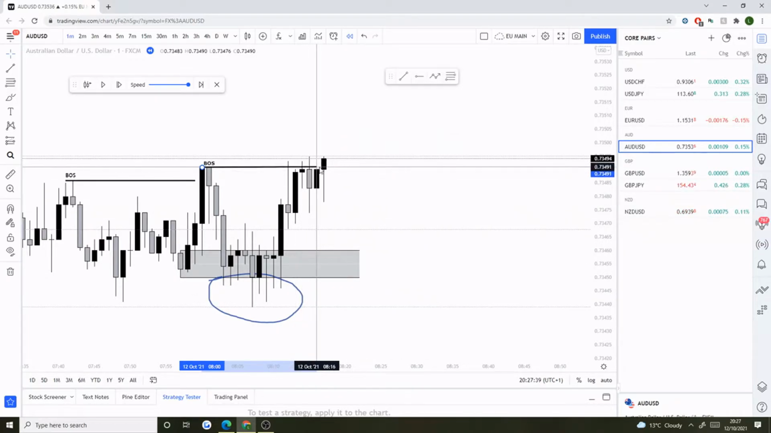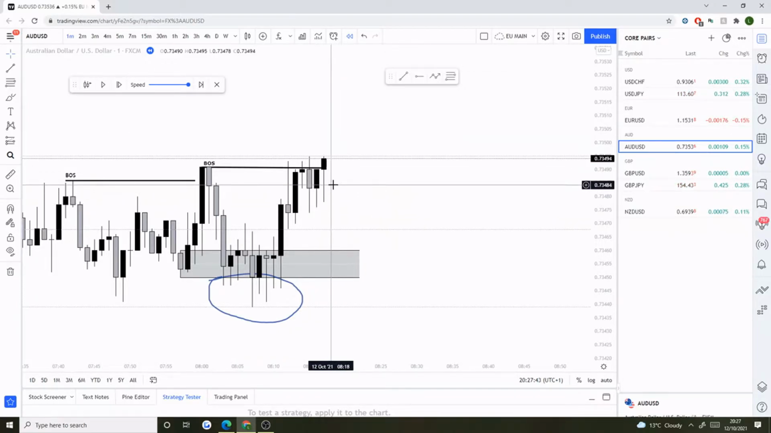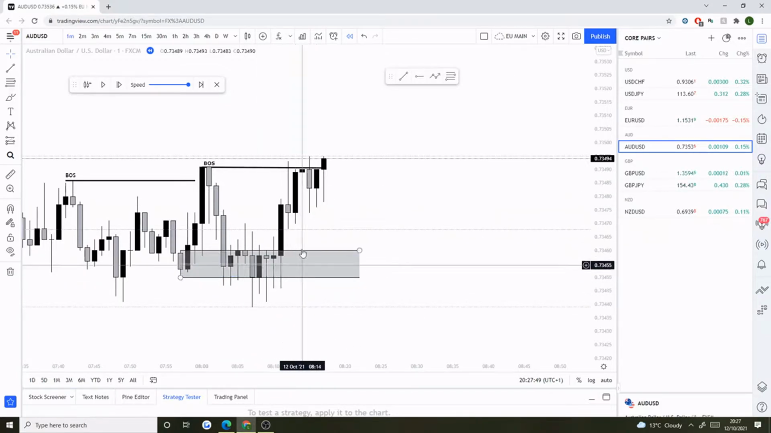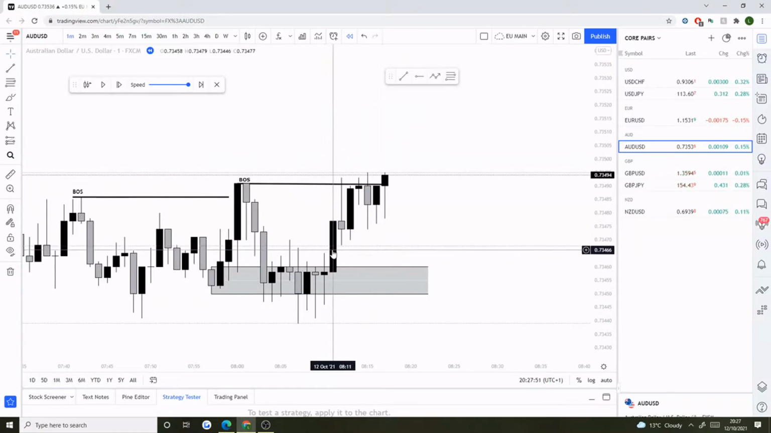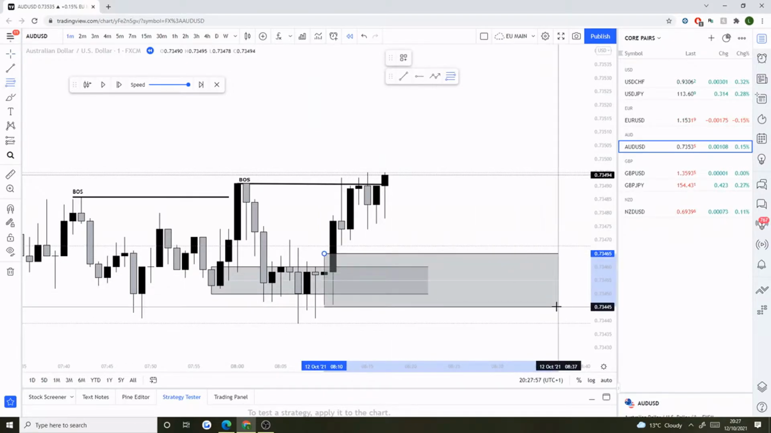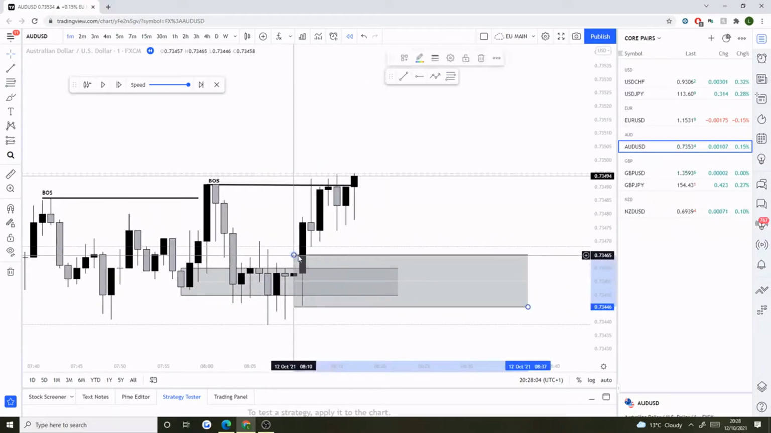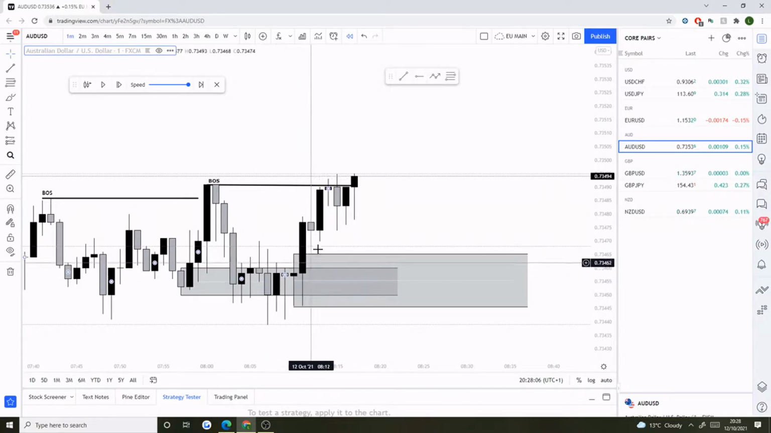And looking, where did this come from? If we really look, it's come from this low down here. Now, looking here, we can see clear imbalance. So we've had institutional orders coming into the market, and there's probably some unmitigated institutional orders down here, possibly in that wick. But I'm really looking at this whole candle here to buy from.